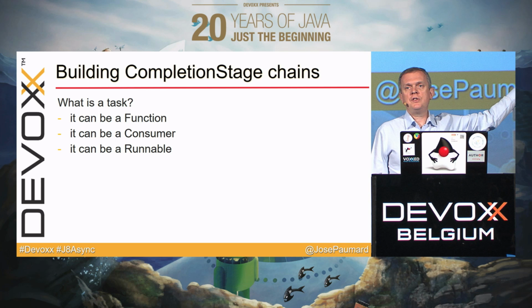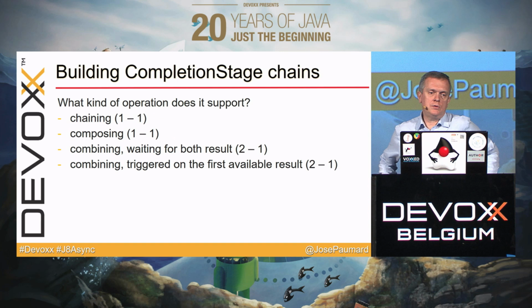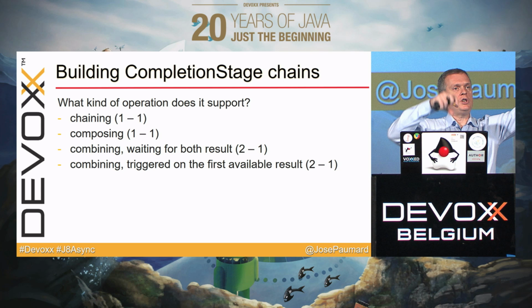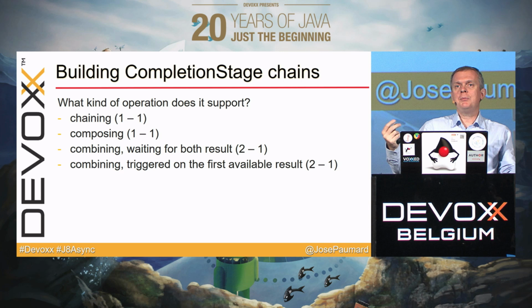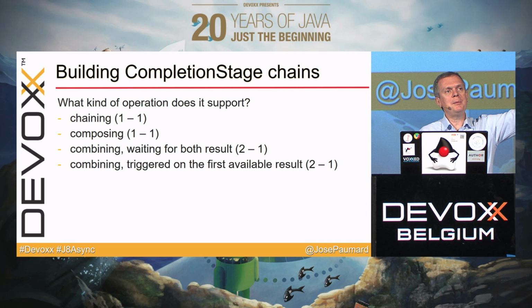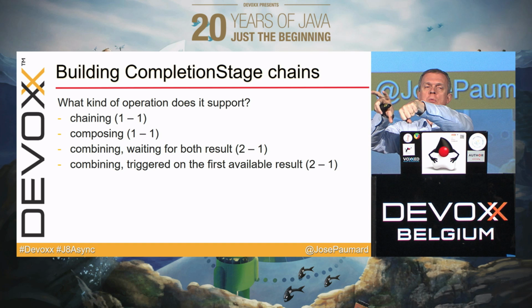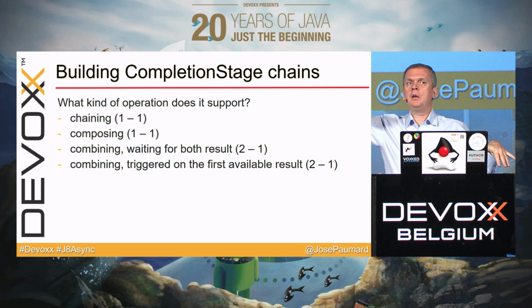Three. What kind of operation does it support? It supports four types of operation. Chaining is just, I have a CompletionStage, then another one, then another one. It's some kind of one-to-one relationship. Composing is the same type as chaining, but it doesn't work with the same kind of function, right? Combining, what does combining mean? It's that I have two CompletionStages, and that will be connected to one. And this one CompletionStage can wait for both results to be available, and will merge them in some way and then call the downside CompletionStage.